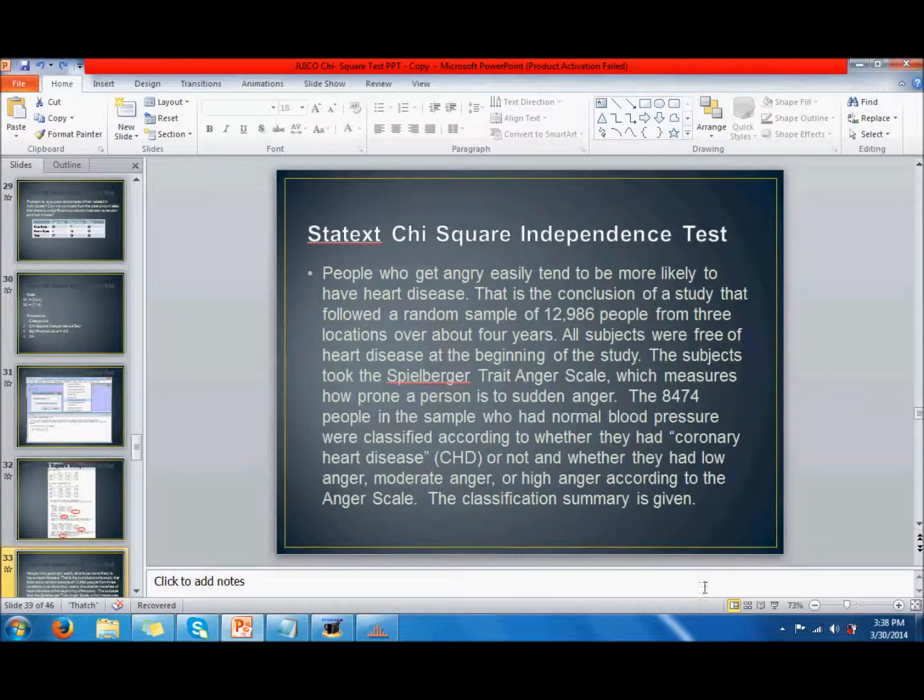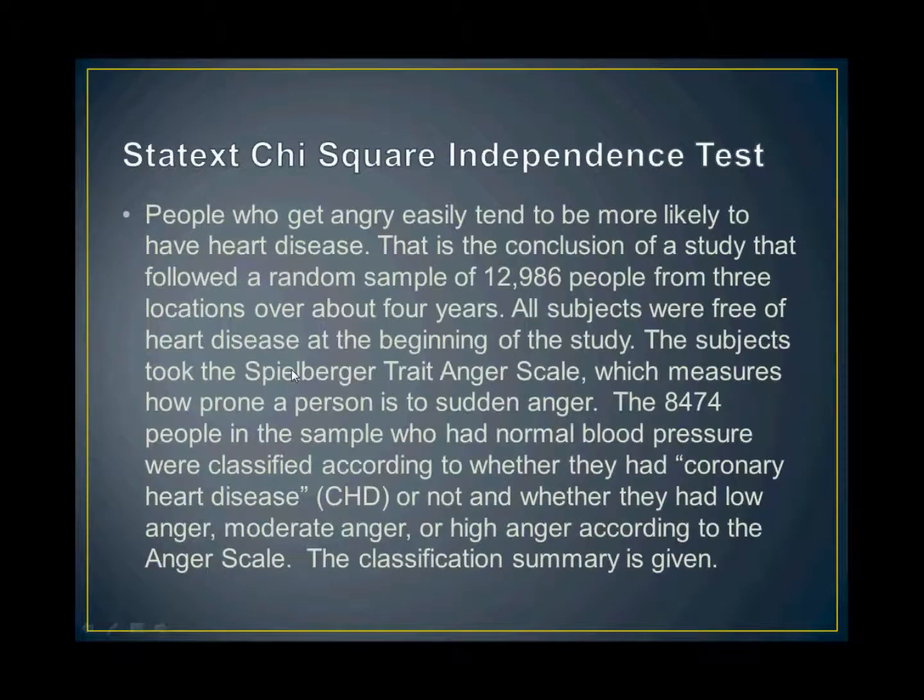So for another example, this is a long problem. People who get angry easily tend to be more likely to have heart disease. That is the conclusion of a study that followed a random sample of 12,986 people from 3 locations over about 4 years. All subjects were free of heart disease at the beginning of the study.